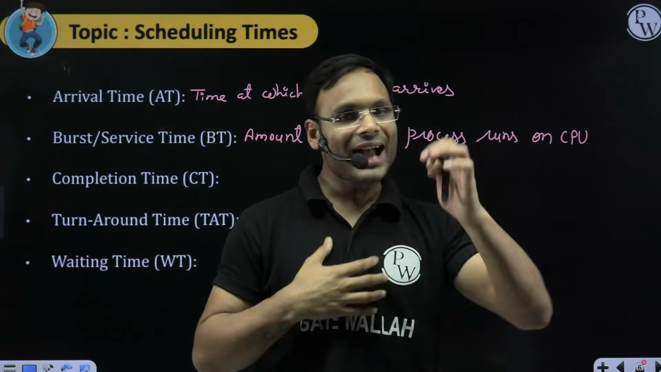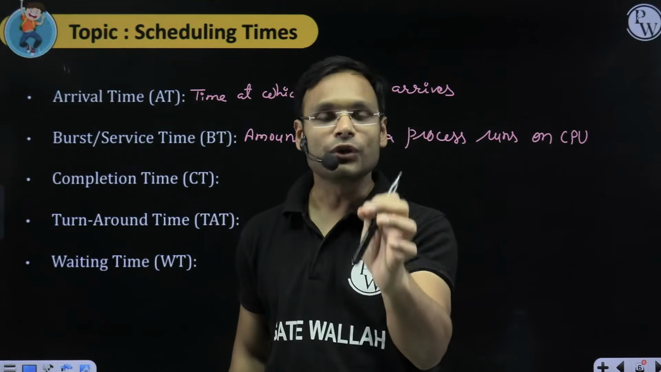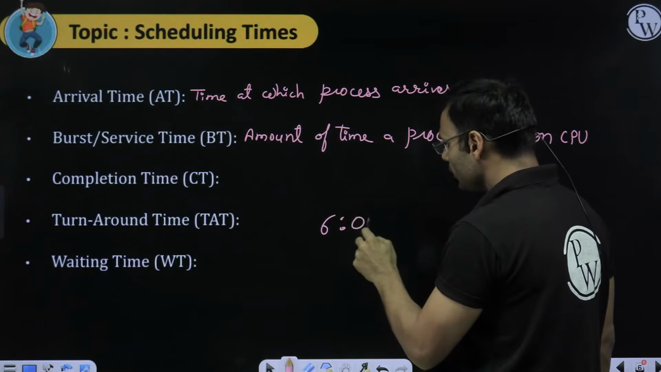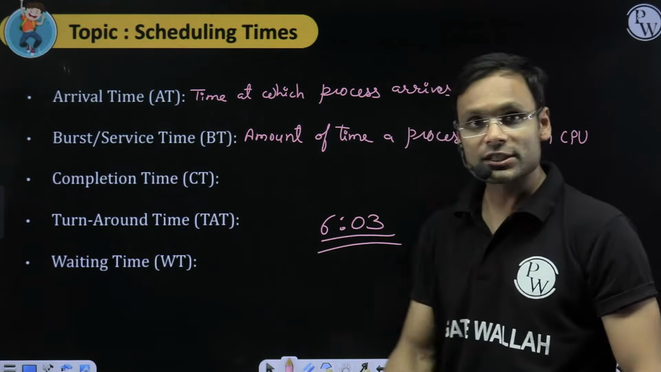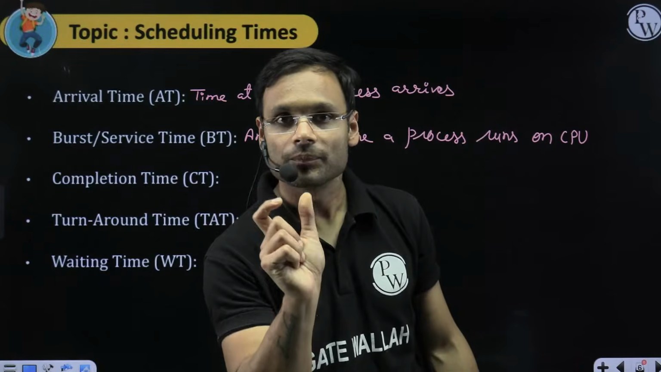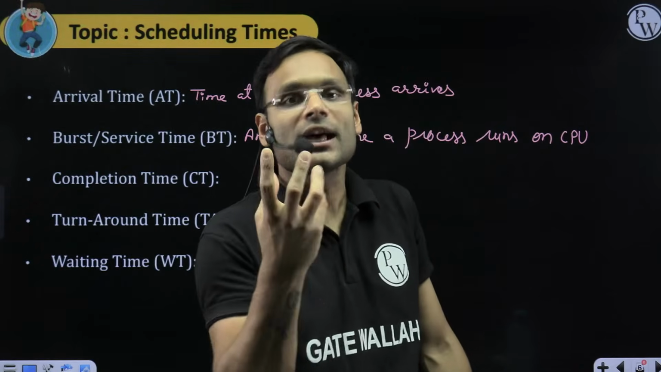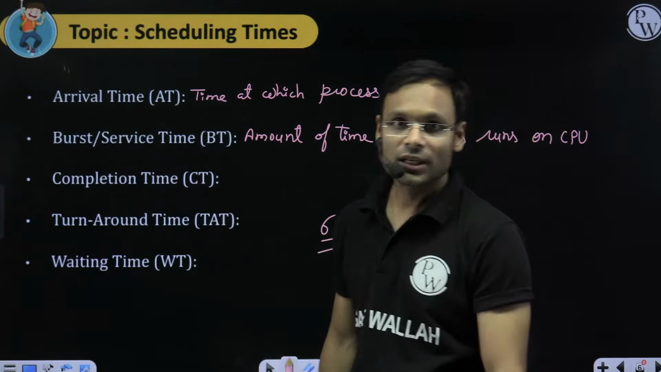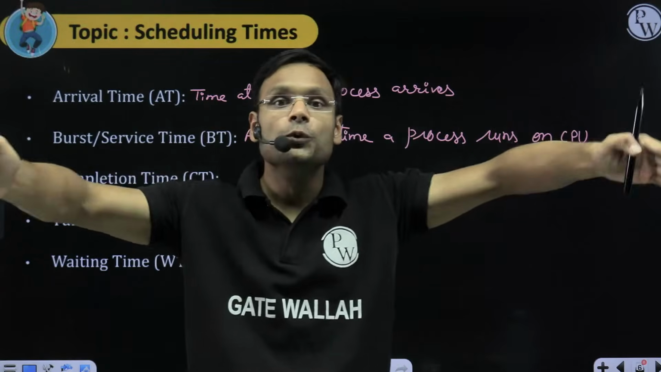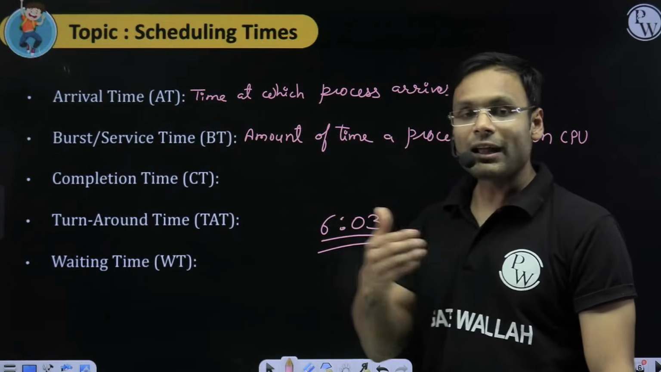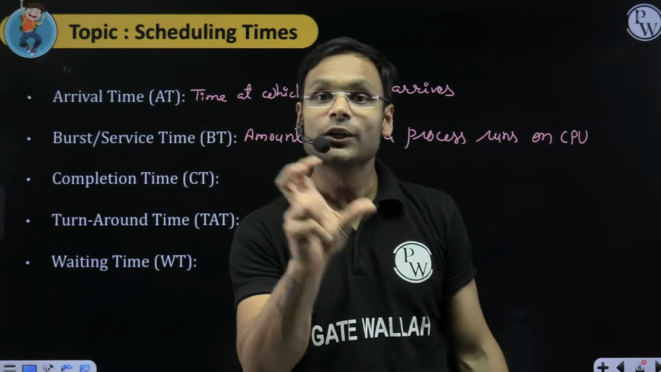If I say I arrived at 6:03 in the classroom, that is my arrival time. This is the wall clock time. But the amount of time is how much time I am spending in the class. Let's say I am spending 1 hour in the class. So 1 hour is a duration of time. This is wall clock time. This is 1 hour, 2 hours, 15 minutes, which is my duration of time.